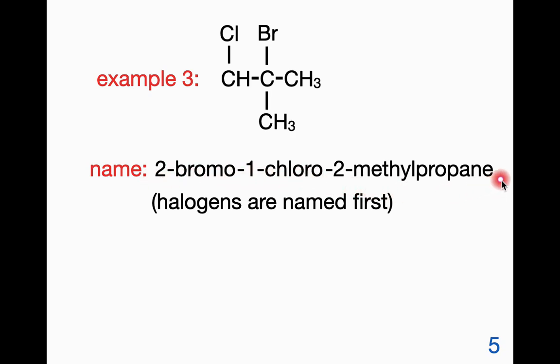Now again, if you look at the name going backwards, everything kind of falls into place. So propane tells us it's a 3-carbon chain. We have methyl off of carbon number 2. We have a chloro off of carbon number 1. And a bromo off of carbon number 2.